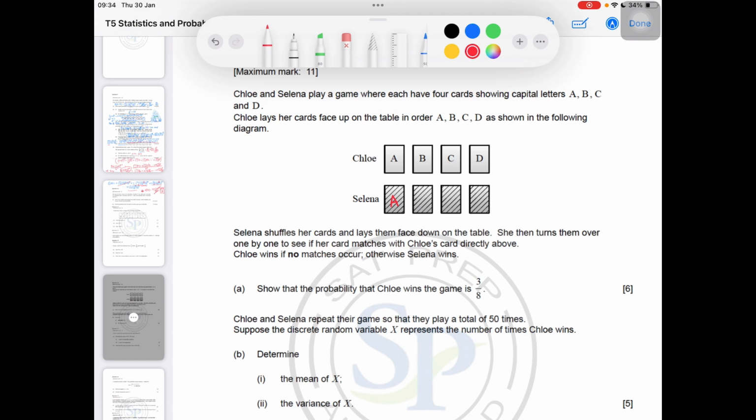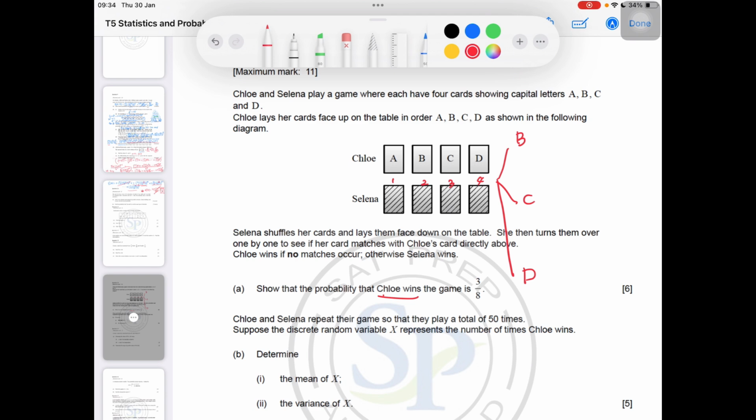So if she has A here, then that's a match. Chloe wins if no match occurs. Otherwise, Selena wins. So for Chloe to win, the probability of no matches occurring. For example, let's call the positions 1, 2, 3, 4. So the first card can have, just to make Chloe win, B or C or D, because we cannot have A to make Chloe win.